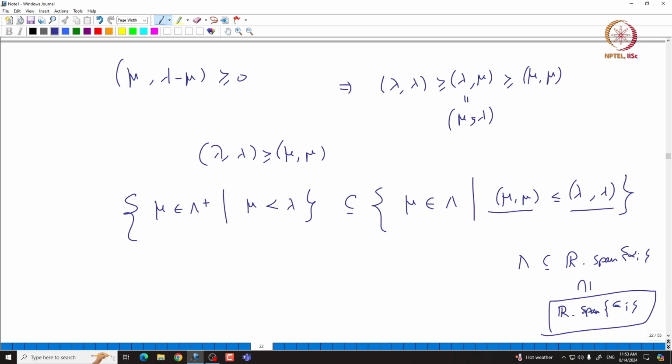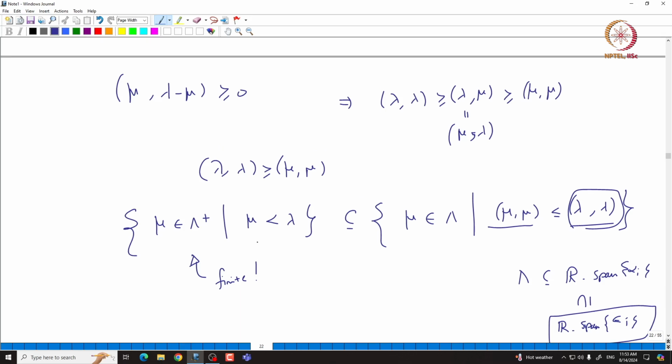So, basically you are looking at the lattice elements which are bounded above by some particular norm. So, lambda is fixed, it is norm lambda squared on the right side. So, you are looking at the integral points whose norm is bounded above by some constant, and that must be finite using this Euclidean geometry. So, that forces that this set is finite. Okay. And one can actually give a different proof by looking at the coefficients of alpha_i and so on. So, I will leave you to think about it.